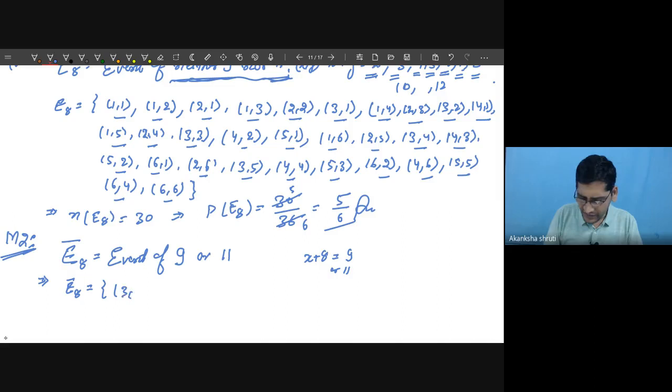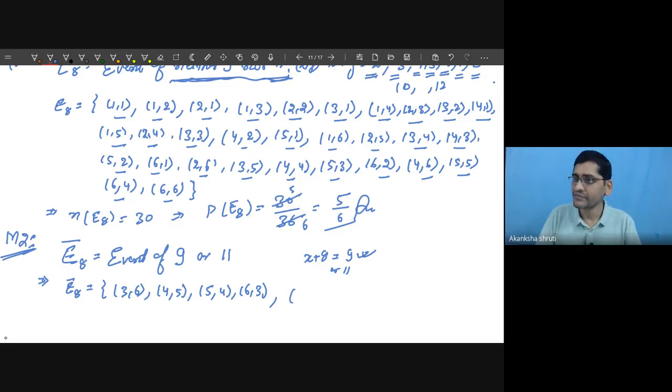9: 3 and 6. Then 6 and 3, 9 we need. Increase the first to 4, the other one reduced by 1, 5. Increase the first to 5, reduce the second to 4. That's all. Even the 6 and 3. This way the 9 is over. Now go for writing the 11. For 11, we can have 5 and 6 can give us 11, or 6 and 5 can give us 11. Only this much. Count it.